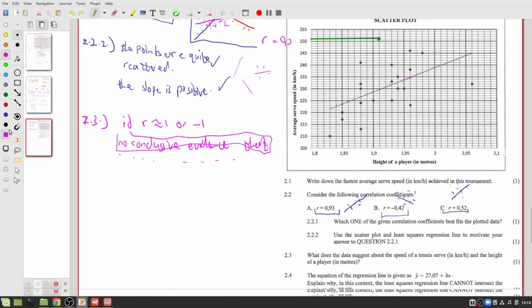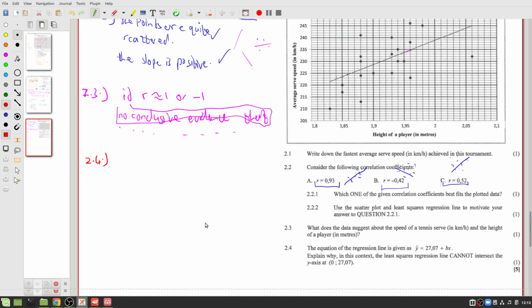All right, question 2.4. The equation of the regression line is given as y hat equals 27.02 plus bx. From a straight line equation, this is our y-intercept, and that is our gradient. Now they're asking, first of all, what is the y-intercept? The y-intercept is where the line cuts the y-axis, so if we continue drawing the line this way, that would be our y-intercept. And that'll be 27.02 in this case.